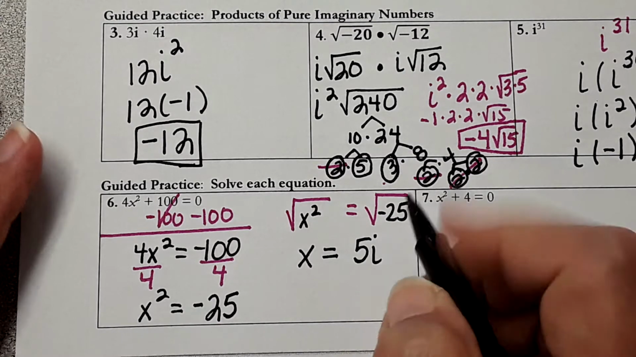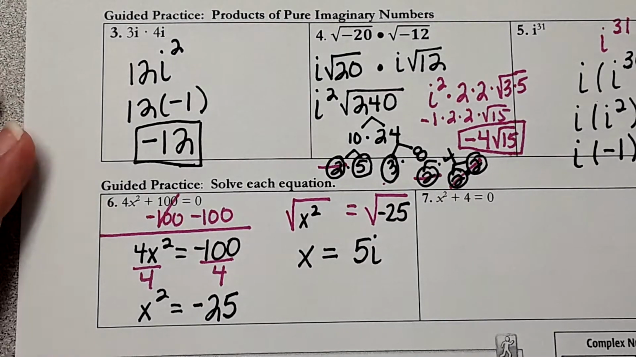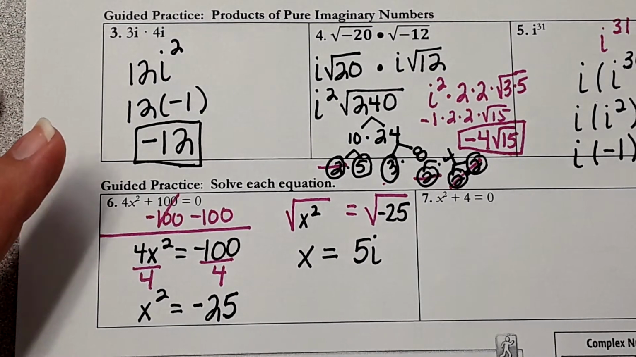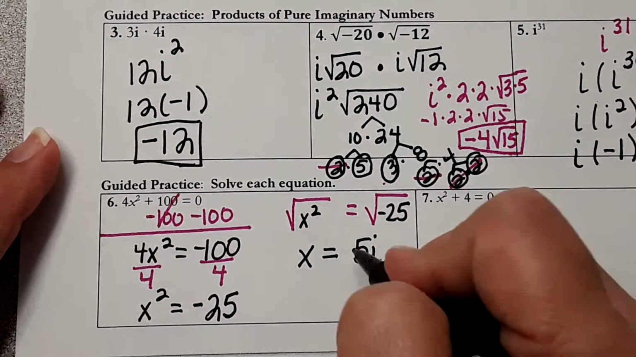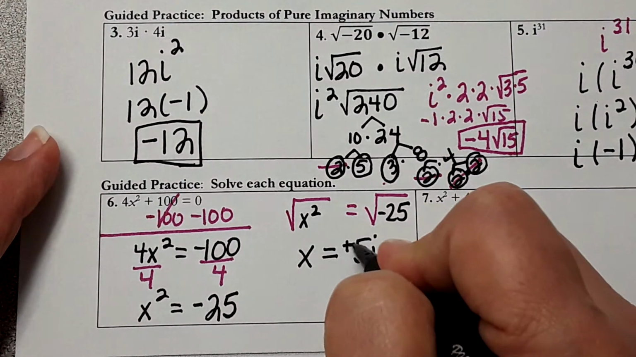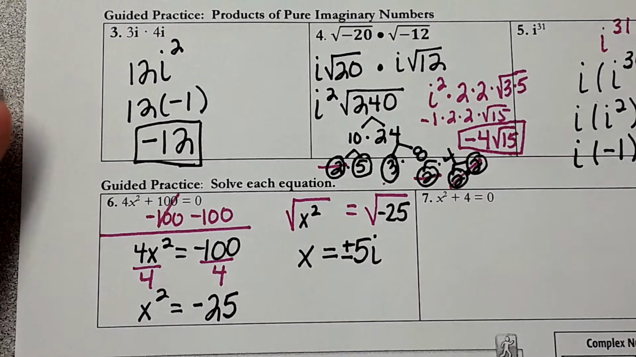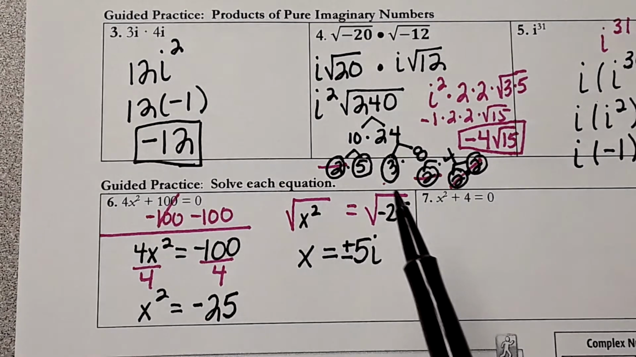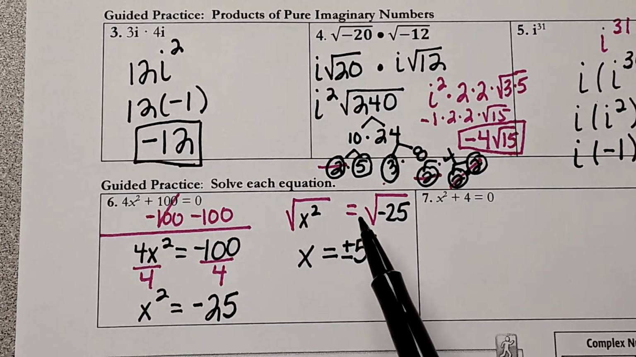And the other thing that you need to remember is that if you are solving an equation with x squared, you're going to have two roots, so you're going to have a positive and you're going to have a negative. And the reason you have a positive and a negative is because you are solving this equation.